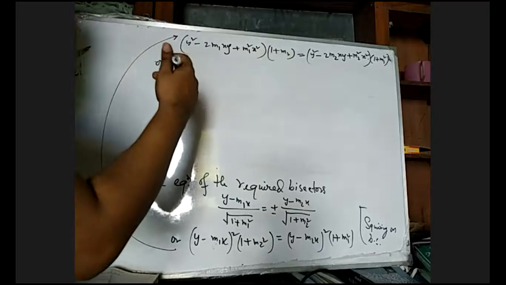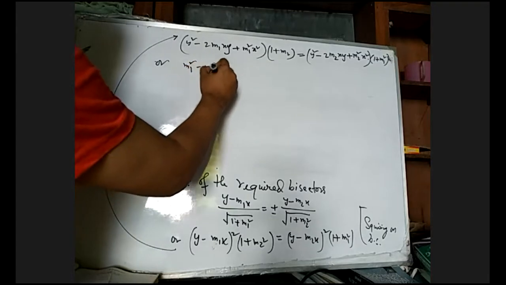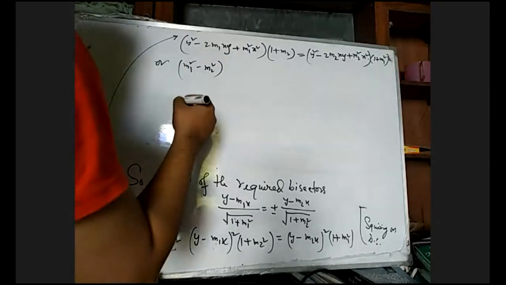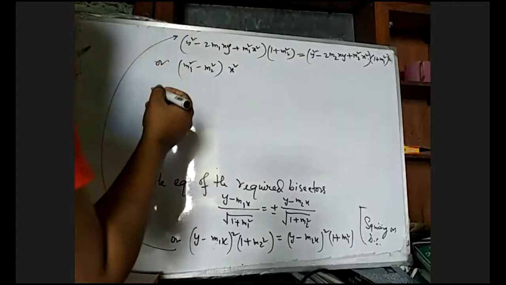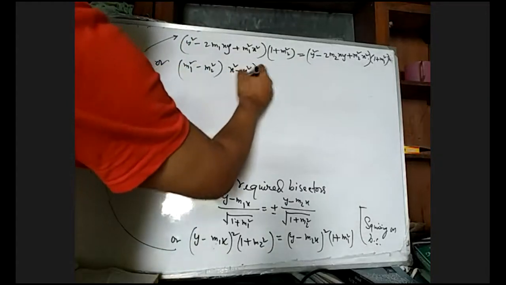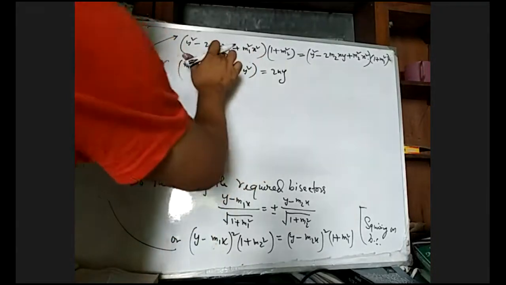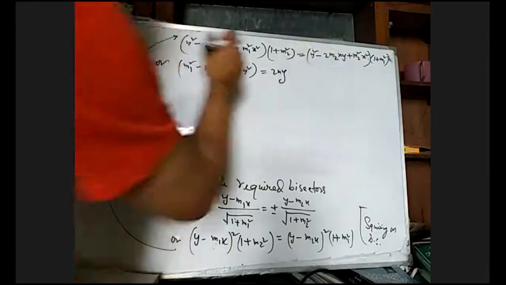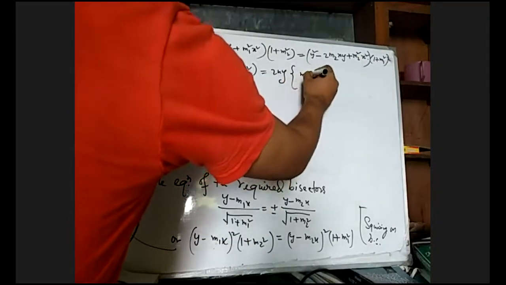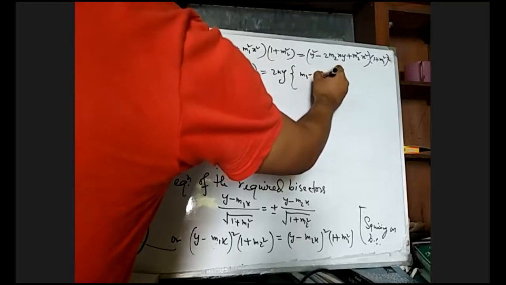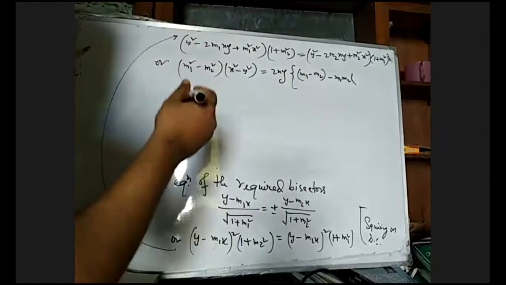From this line, just rearranging, we can write m1 square minus m2 square, times 1 plus m2 square, x square minus y square equals to twice xy, and this twice xy will be common. Then we can write m1 minus m2 times 1 minus m1 into m2.